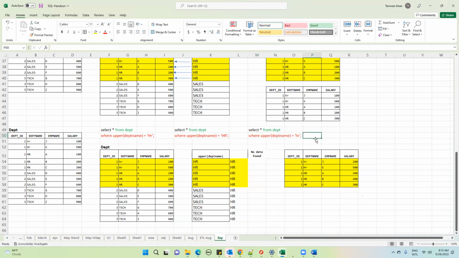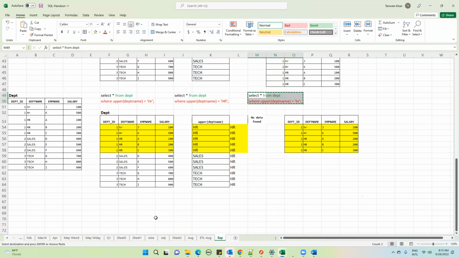Okay. Tell me for this one. Take your time. Don't be in a hurry. If I execute this one, then what will be the output? Take your time. Don't be in a hurry. No data found. No record found. No data found. Okay. Any other thought?